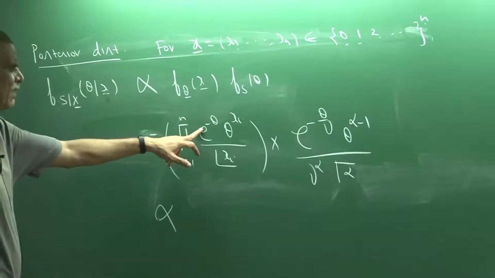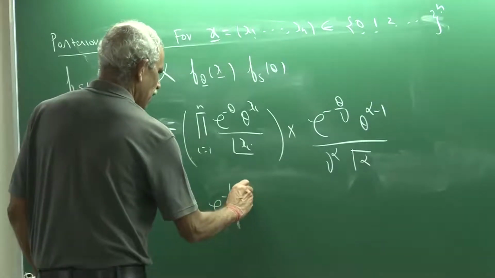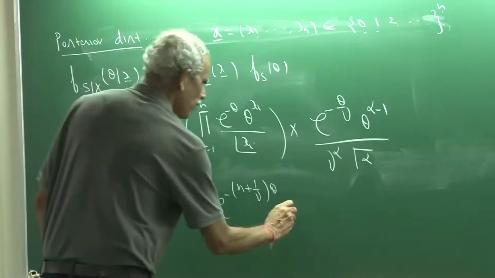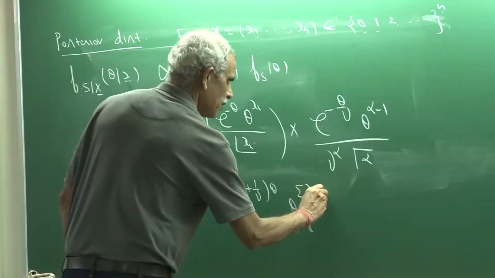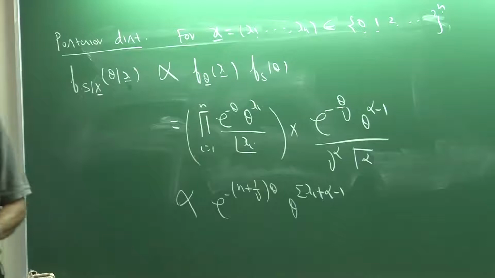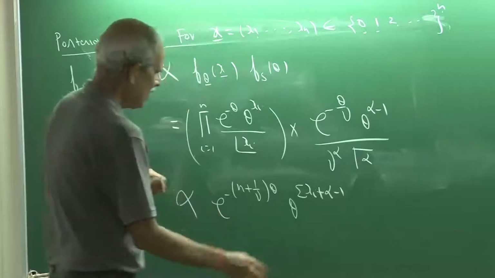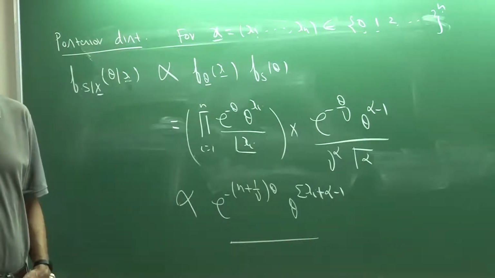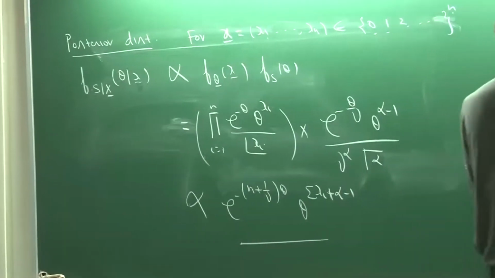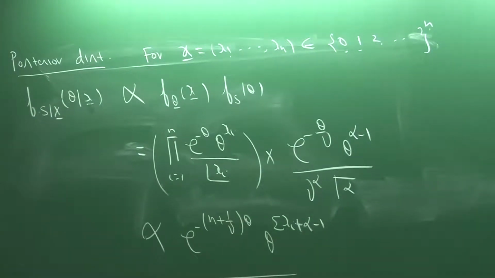So what does this give? This will give e to power minus n theta, and more. So that gives me e to power minus n plus 1 by nu times theta. So all this we did yesterday. Then theta to power summation xi plus alpha minus 1. This gets absorbed in the normalizing factor, constant. This is constant. This is constant. So in fact, I see that this is again of the gamma type. And in fact, now I can determine what would be the normalizing factor. So I got exactly the posterior distribution.